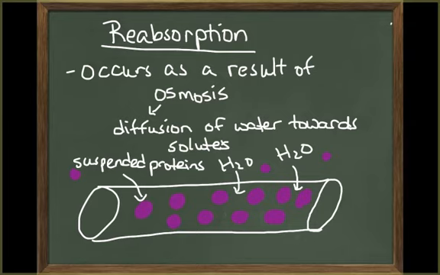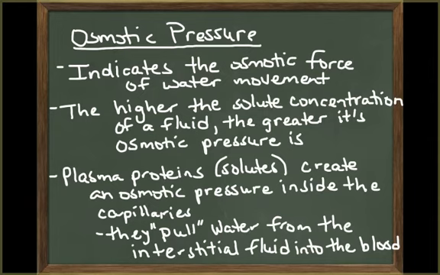There is a higher solute concentration inside the capillaries due to the plasma proteins that are more abundant in the blood than they are in the interstitial fluid. The osmotic pressure of a solution is an indication of the force of osmotic water movement. The higher the solute concentration of a solution, the greater is the solution's osmotic pressure.